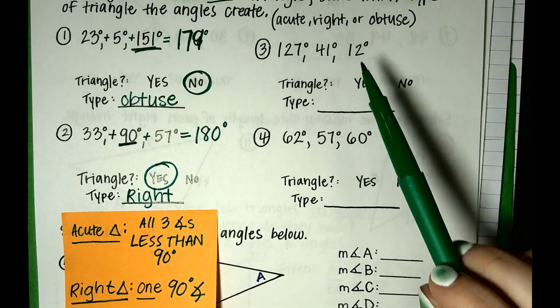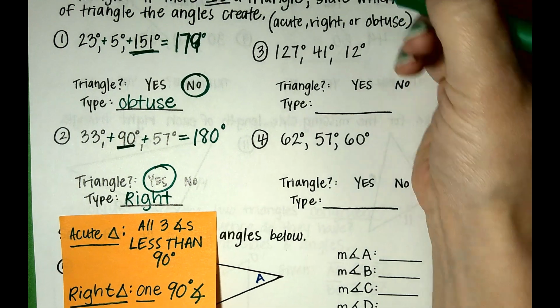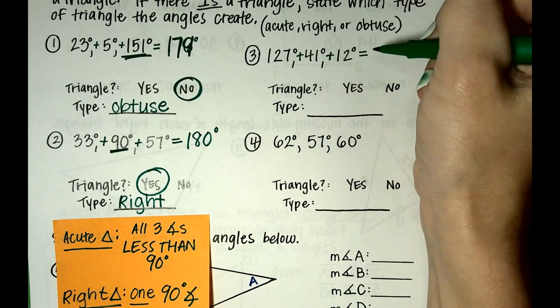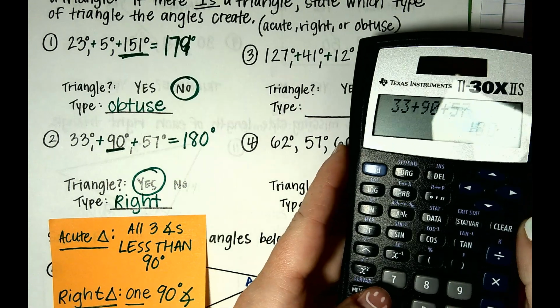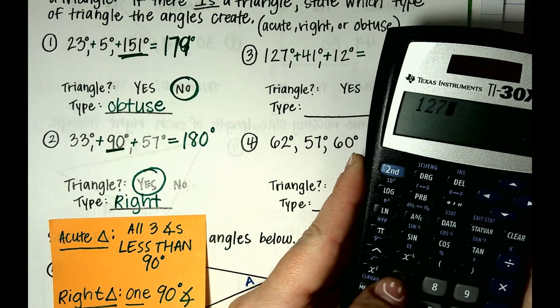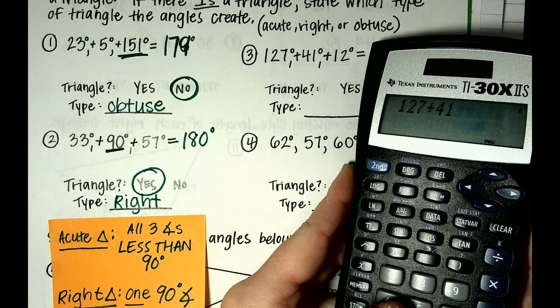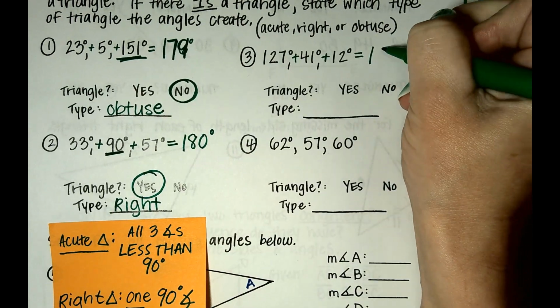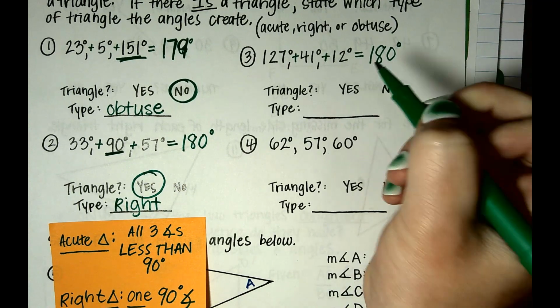Okay, are we ready for number 3? Is this a triangle? Yes. It is? It's not? I don't know. Let's see. I'm going to add them together and double check. 127 plus 41 plus 12 equals 180. Yep, so this is a triangle.